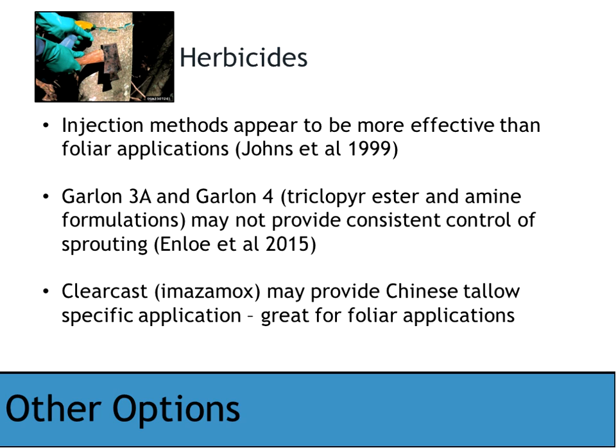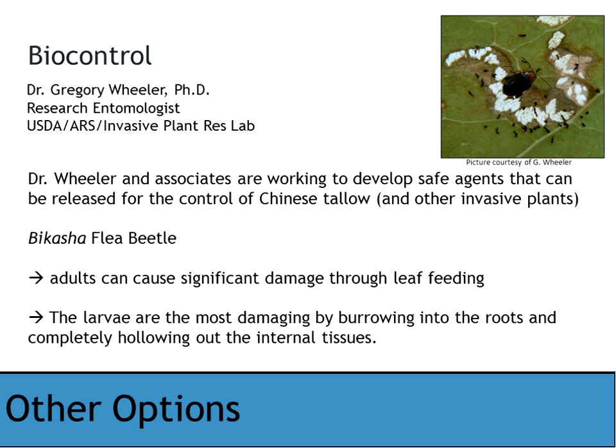Garlon 3 and Garlon 4 may not provide consistent control of sprouting. This paper came out after we had already done our work at Parris Island, and that was Stephen Enloe. And Clearcast may provide very herbicide-specific application for Chinese tallow, and this has great applications for foliar applications, particularly aerial applications of herbicide. And I know it's been done on the coast of South Carolina and in other applications as well. However, it's pretty costly, so it can be cost prohibitive at times.